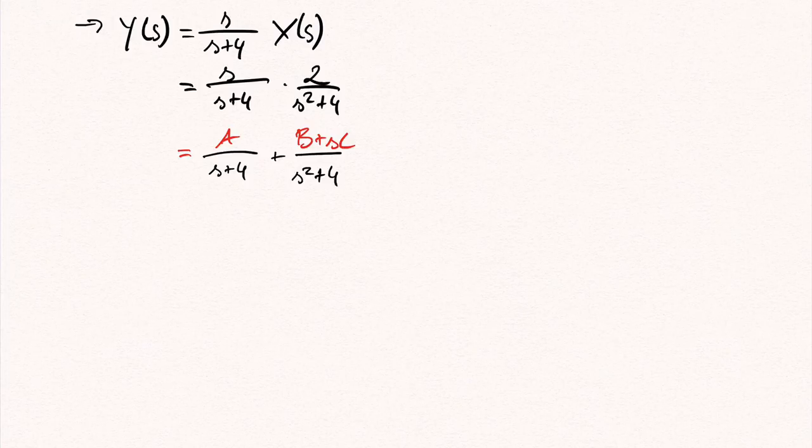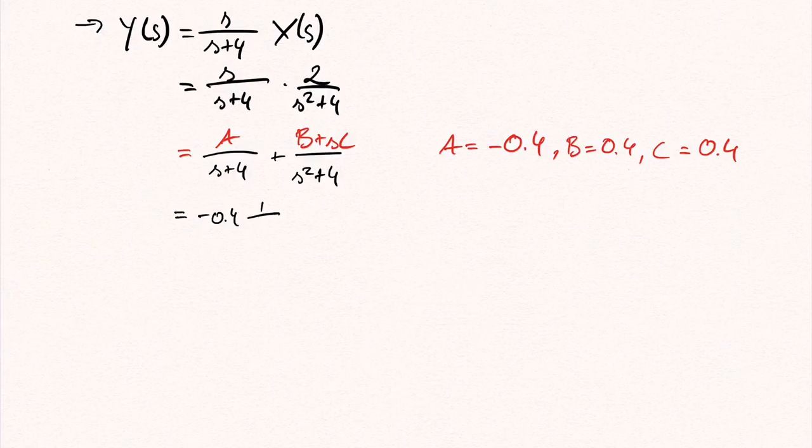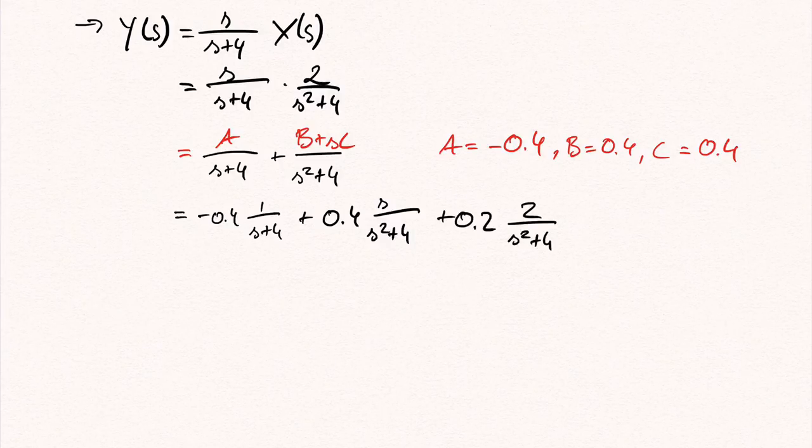A little bit of math gives us that a is equal to minus 0.4, b is 0.4, and c is also 0.4. So that Y(s) is equal to minus 0.4 times 1 over (s plus 4), plus 0.4 times s divided by (s squared plus 4), plus 0.2 times 2 over (s squared plus 4). All three terms are known transforms of specific signals in the time domain.